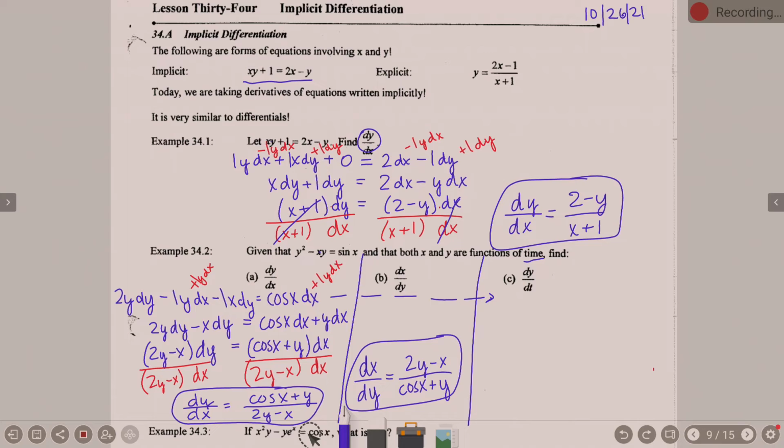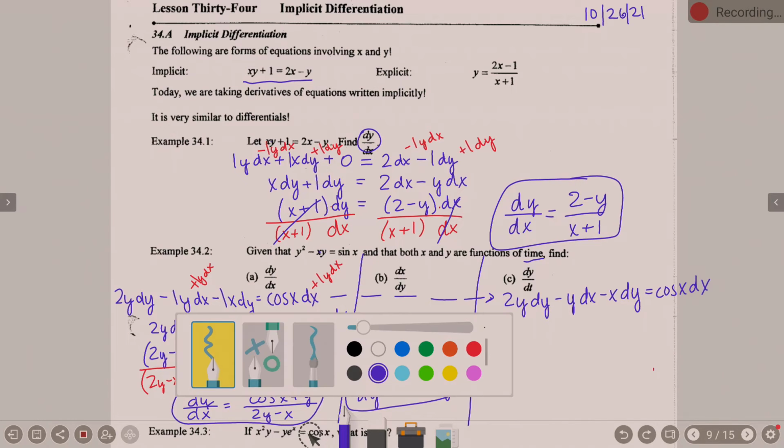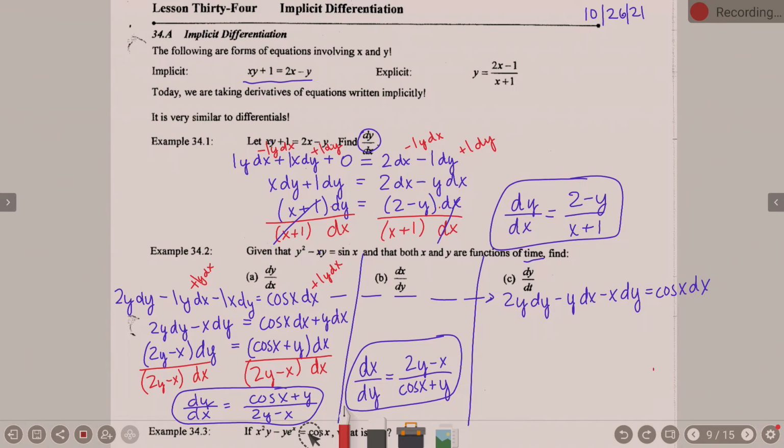So I'm going to write out my original equation: 2y dy minus y dx minus x dy equals cosine x dx. And the trick I'm going to do is I'm going to take each term, basically divide the whole equation by dt. So I'm going to divide the first term by dt, the second term by dt, the third term by dt, and the fourth term by dt.